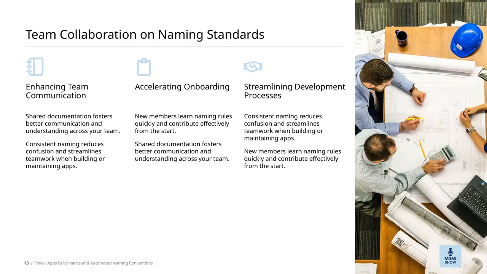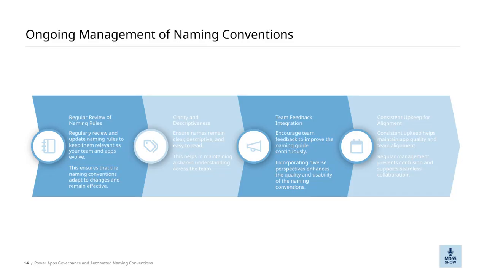Let's talk about the ongoing management of our naming conventions. Keeping these consistent is crucial for maintaining the overall quality of our apps and ensuring that everyone on the team is on the same page. When we manage our naming standards regularly, we reduce confusion and make collaboration much smoother. It's about creating a shared understanding that everyone can rely on.